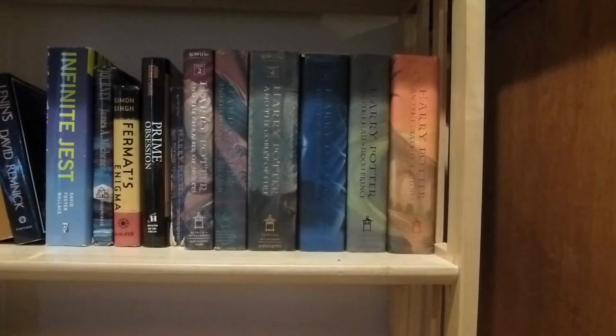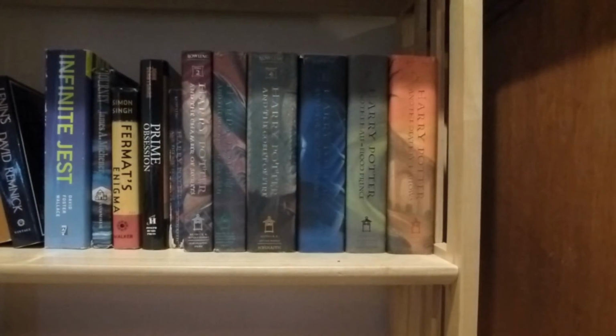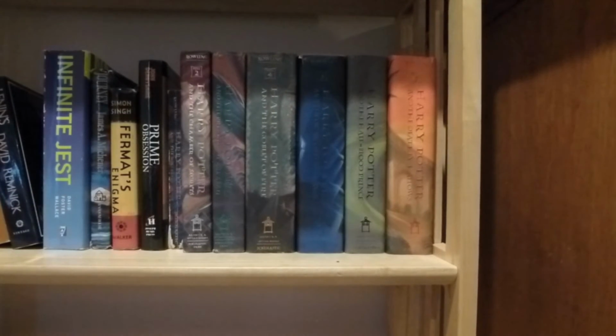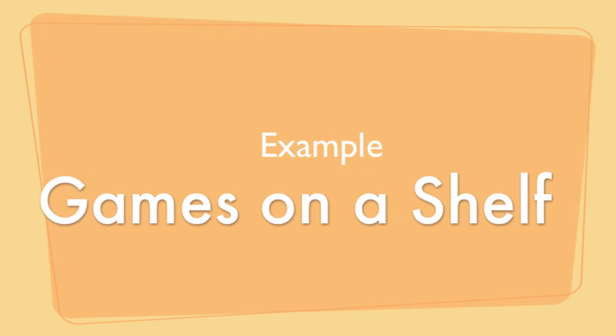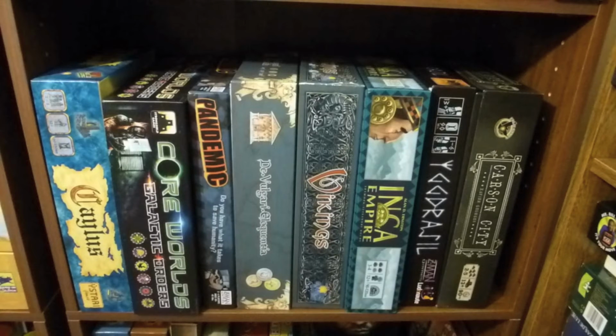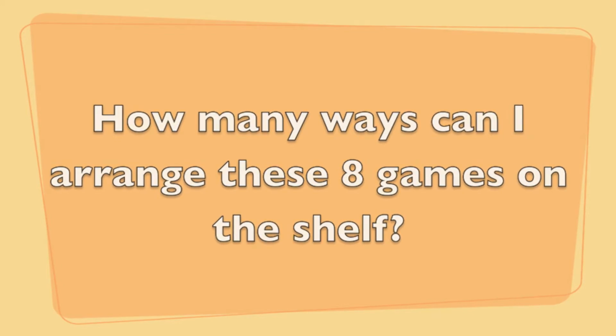I had the 7 Harry Potter books on here, and I want to see how many different ways I can rearrange them. The answer is obviously only 1, because they have to be in order. A better similar example is, let's take a look at some games on a shelf. So we have 8 different board games on this shelf. How many different ways can I arrange them so that they're all still on the shelf?